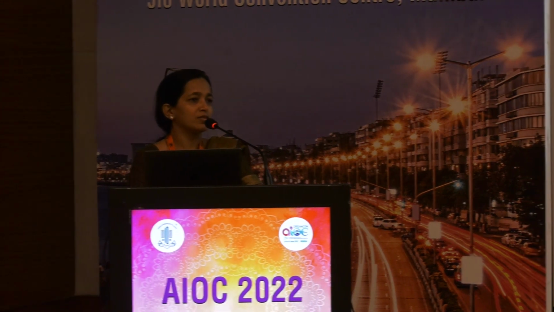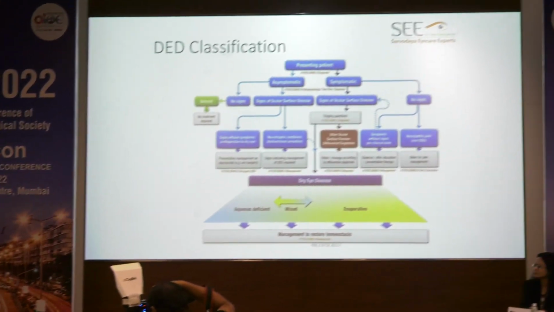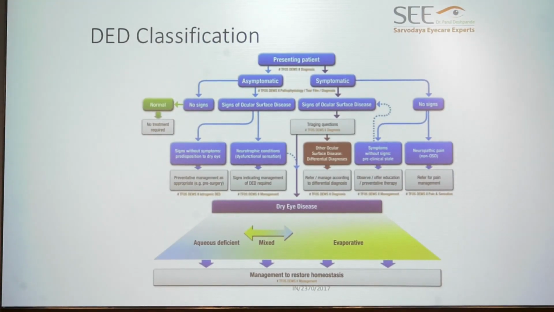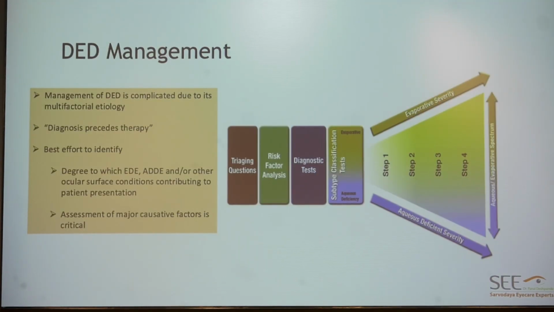So most of the cases of dry eyes that we see in our scenarios are usually either the evaporative type of dry eyes or the mixed form of the dry eyes, and very few are usually the aqueous deficient dry eyes. Now, these could be asymptomatic, symptomatic, with ocular surface signs. So when we look at a dry eye disease, it's multifactorial. Many times, the patients present with very variable symptoms and signs.